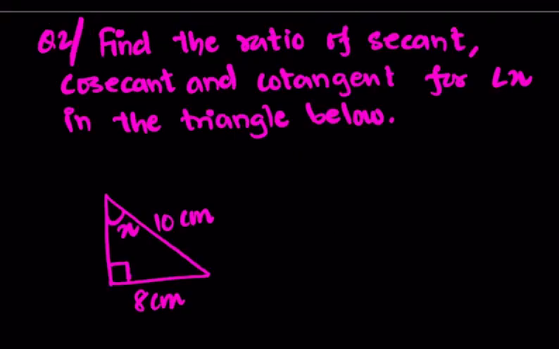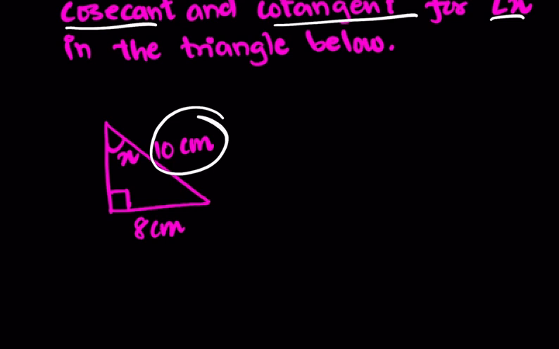Now let's look at another problem which says find the ratio of secant, cosecant and cotangent for angle x in the triangle below. The hypotenuse in this case is 10. With respect to this angle x, 8 centimeters is the opposite. And with respect to this angle, the length of this adjacent is not given. So before you find this ratio, it's important that we find the length of adjacent by applying Pythagorean theorem because this is a right triangle.